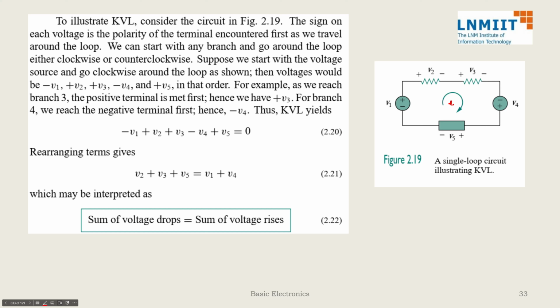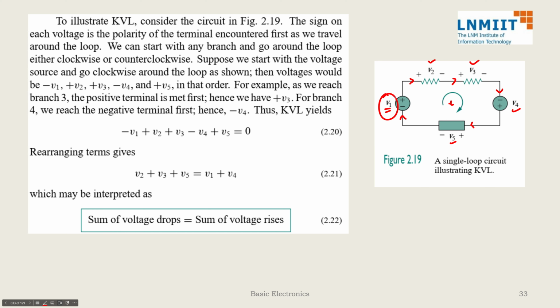If we move in the direction of current, we will encounter elements and we will write their voltages. Here we are entering from positive, so we will write plus V2. Here we are entering from positive terminal, so we will write plus V3. Here we are entering from minus terminal, so this will be minus V4. Here we will be entering from plus side, so this is plus V5. And here we are entering from minus side, so this will be minus V1.